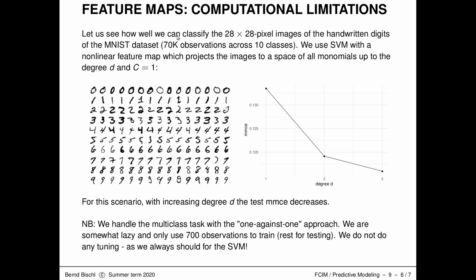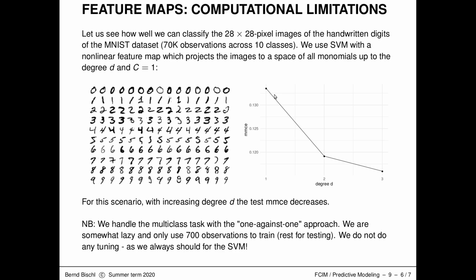And now we want to train a multi-class classifier that predicts which digit is visible on such a small pictogram. And the data set is of medium size, so it has 70K observations. It has obviously 10 classes. The 10 classes are all of equal size. So we have 7,000 observations per class. And I'll now use an SVM with such a nonlinear feature map. So I'll simply use a linear SVM with such a feature extraction and projecting now the image into a space of all monomials up to degree D. And I'll simply always use here a regularization constant of C equals 1.